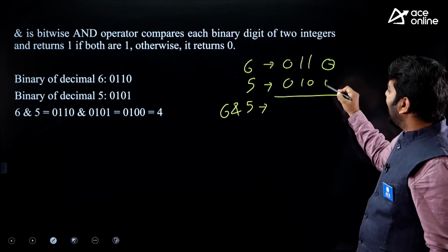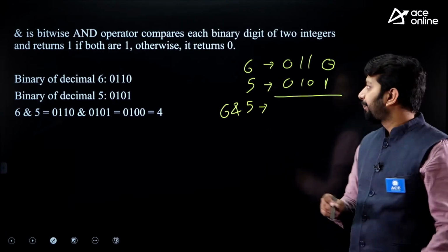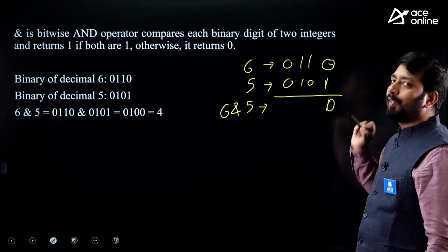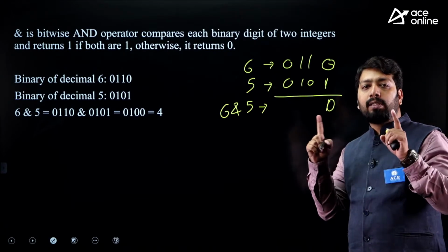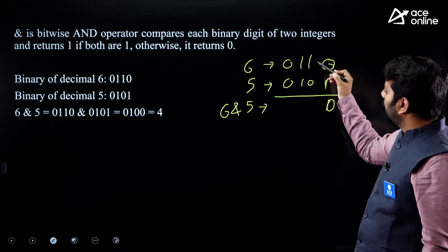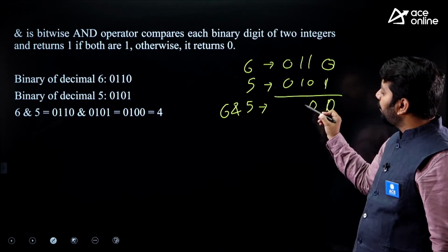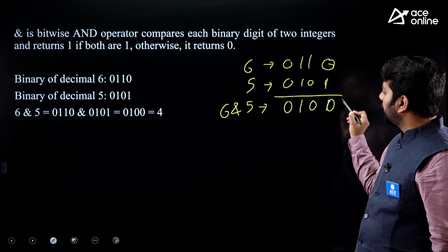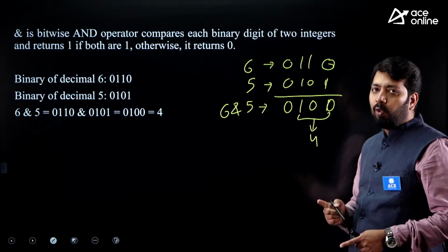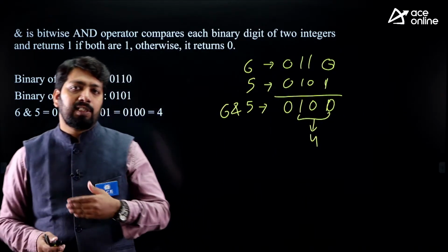In AND, both bits must be 1, then only I will get the answer 1. Both operands must be 1, then only it will give the answer 1. So 0110 AND 0101 gives 0100, and this is nothing but 4. I hope you know decimal to binary and binary to decimal number conversion.